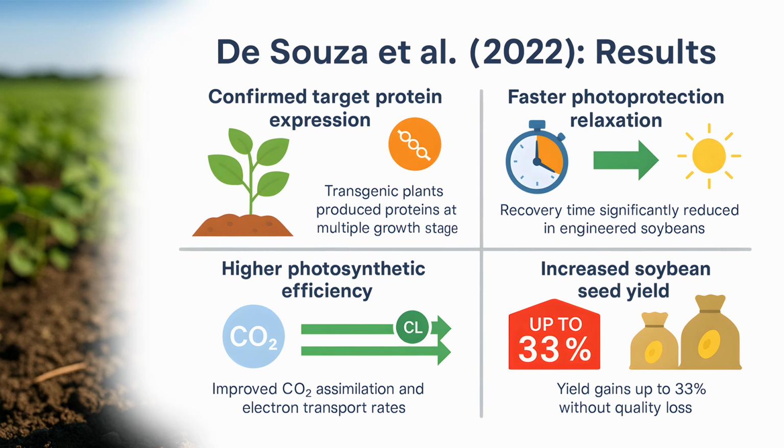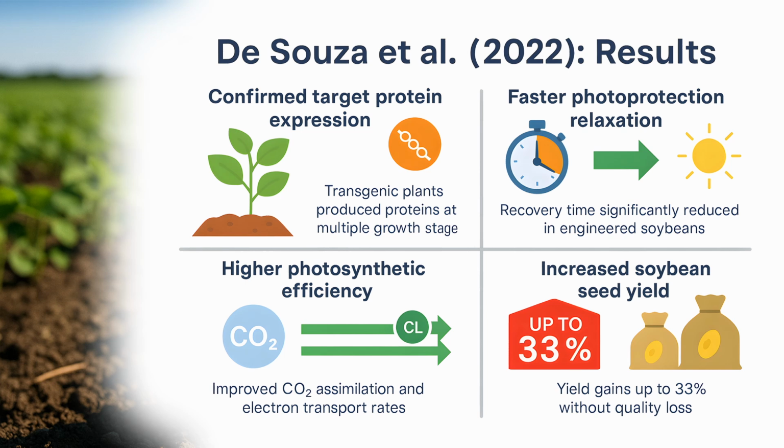Specifically, in 2020, the engineered lines showed a reduction of 11 to 23% in residual photoprotective dissipation between 90 and 300 seconds after the transition to shade. In 2021, the characteristic time constants for the fast and medium phases of recovery were 37 to 67% shorter in transgenic lines. Importantly, this acceleration improved photosynthetic efficiency under fluctuating light.